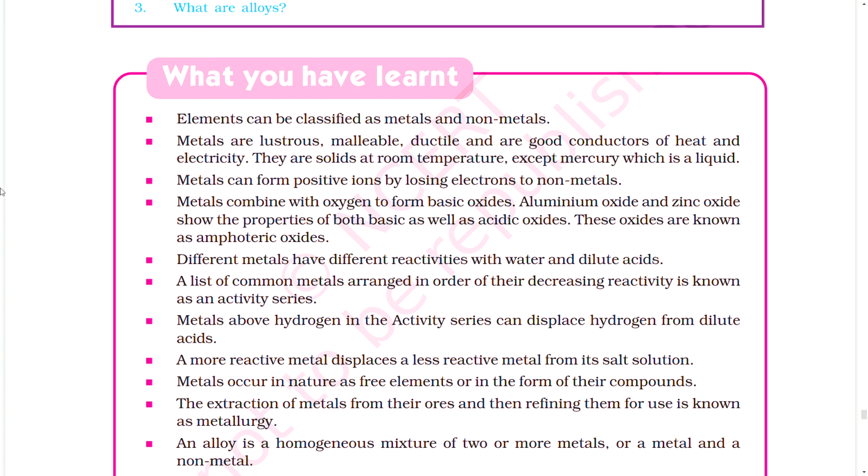What we have learned: elements can be classified as metals and non-metals. Metals are lustrous, malleable, ductile, and are good conductors of heat and electricity. They are solid at room temperature, except mercury, which is liquid. Metals can form positive ions by losing electrons to non-metals. Metals combine with oxygen to form basic oxides.